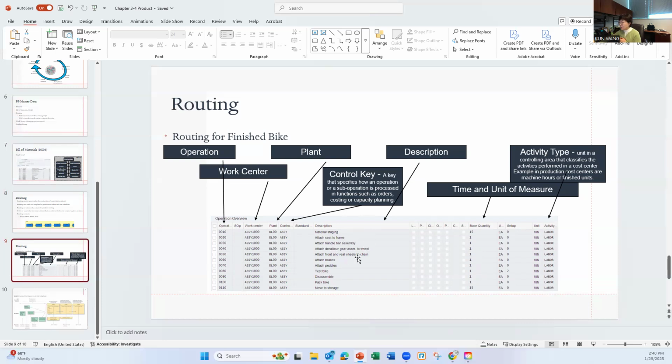And the description for the routing, the quantities, okay, that's normally in minutes, the time and the unit of measurement, and the activity type. These can be labor or machinery. If machinery, you will differentiate it. Maybe it's overhead cost, or maybe direct labor or indirect labor. So that gives you the idea to add your labor data and overhead data into the system.